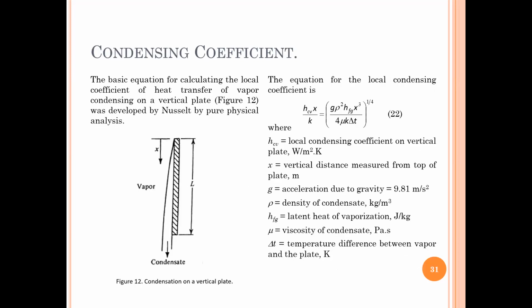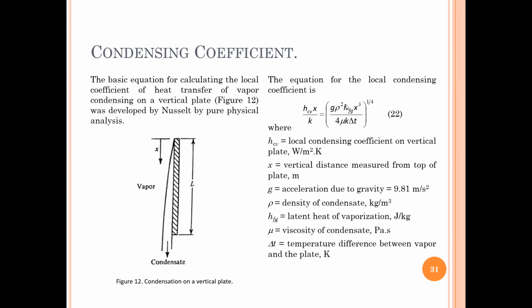Next is the condensing coefficient sa evaporator, and ito applicable to dun sa condenser. Anong nagko-condense doon? Yung refrigerant mo, kinocondense mo. So ito sa refrigerant. Kanina is sa fluid, sa water. So the basic equation for calculating the local coefficient of heat transfer of vapor condensing on a vertical plate was developed by Nusselt by pure physical analysis.